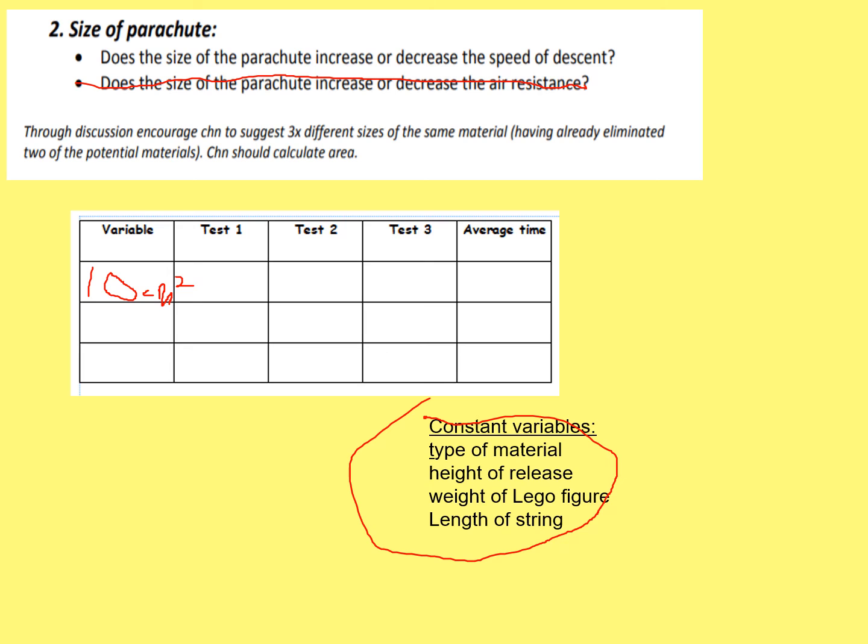I do apologise. Then I might go up to 20 centimeters squared, and then 30 centimeters squared. And then again, just like with the other test, you would do the test 3 times to get your average score there. And then you can start to look back at your question. Does the size of the parachute either increase or decrease the speed from your results there?